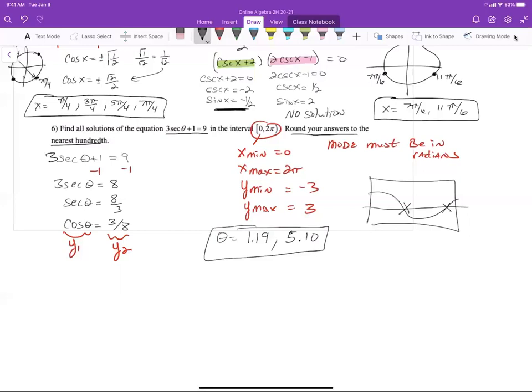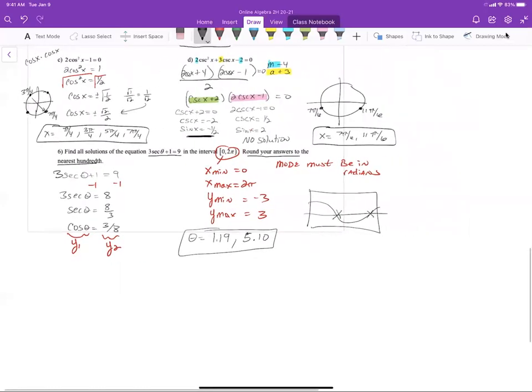I hope that helped you with the material from this last section of our unit. We'll be repeating these tomorrow for our review for a test.